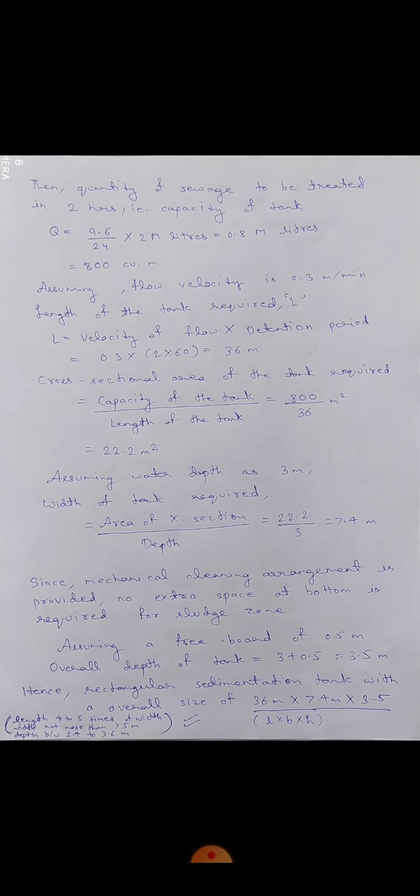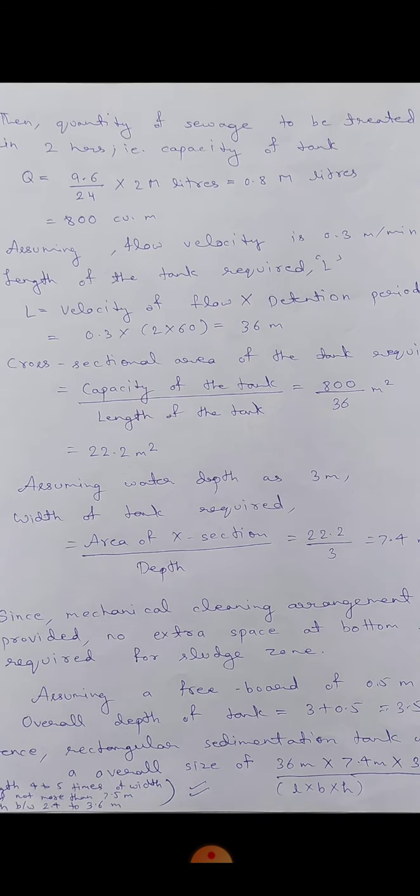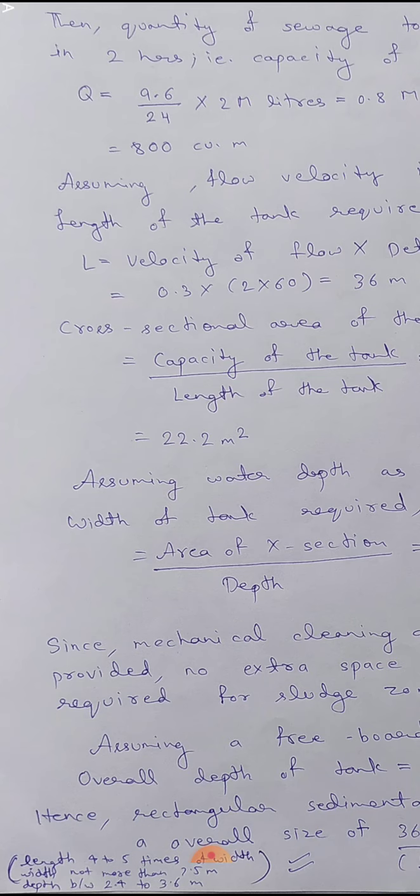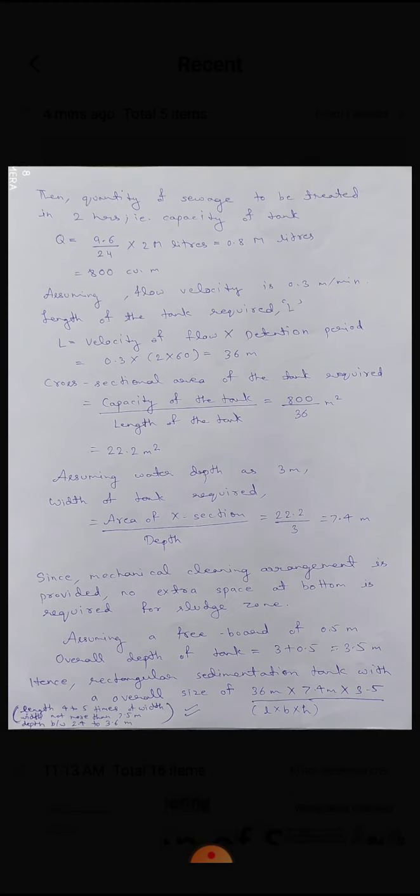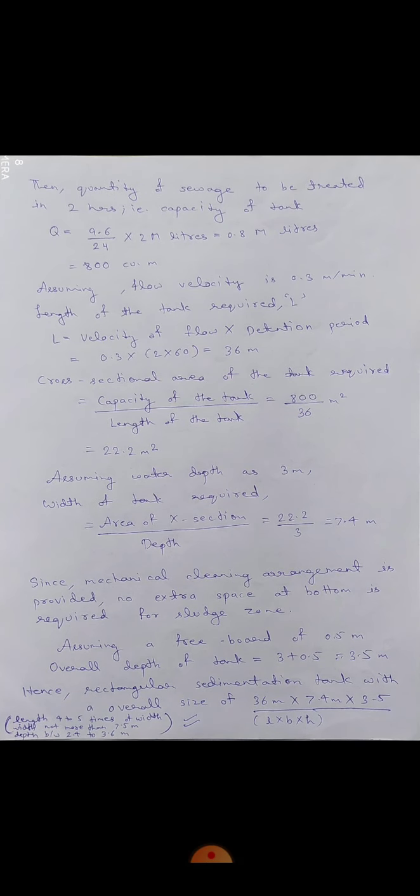So length should be between 4 to 5 times the width. As you can see, the width is 7.4 meter, so when we multiply it by 4 or 5 times, the length is inside the 36 meter. So the length is correct. Width should not be more than 7.5 meter. We have got the value of 7.4 meter, so it is also correct.